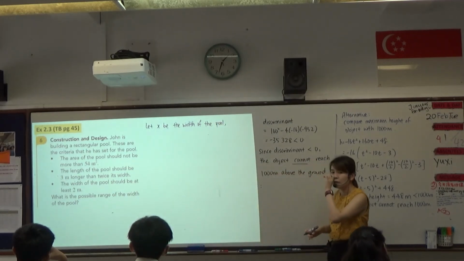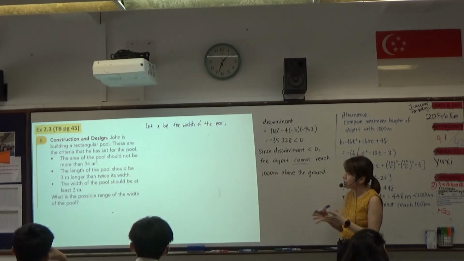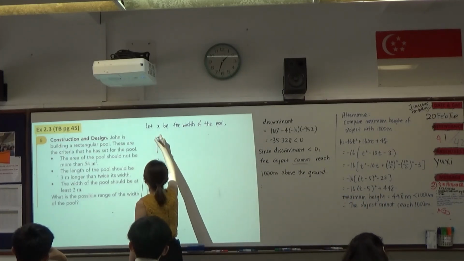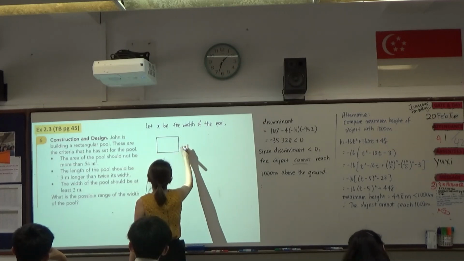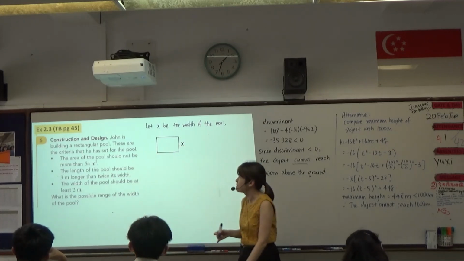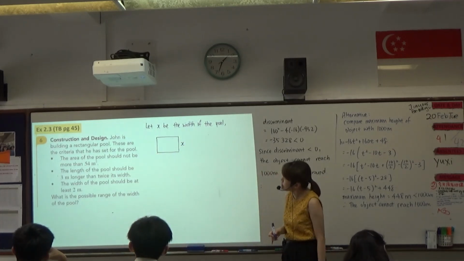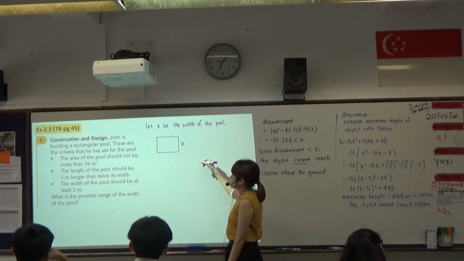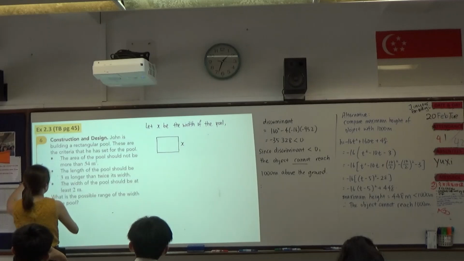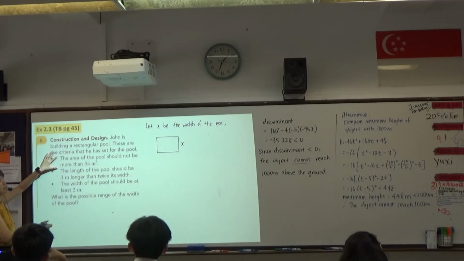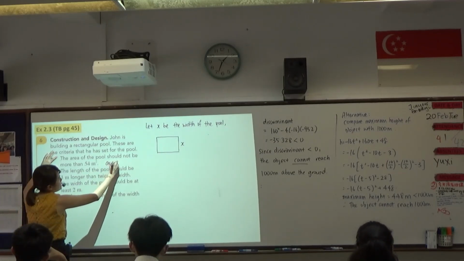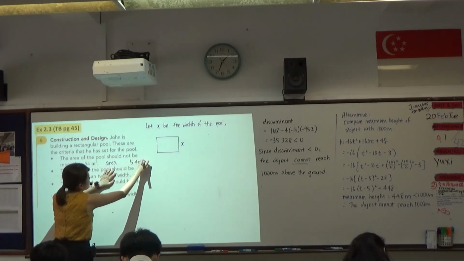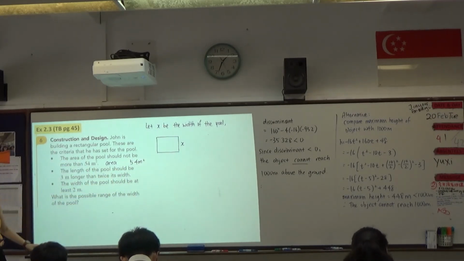So let's try to maybe draw an image to understand the question. We are looking at a rectangular pool. We have already let the width be x. The question says the area of the pool should not be more than 54 meters squared. How can I translate this statement into an inequality? Area versus 54 meters squared. What is the inequality that we should use in between here?